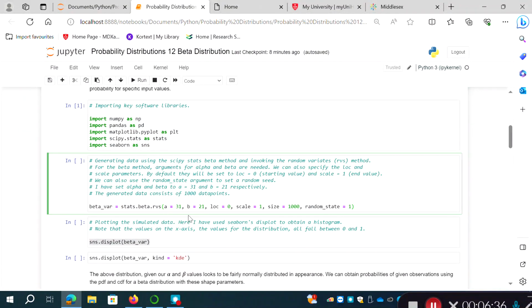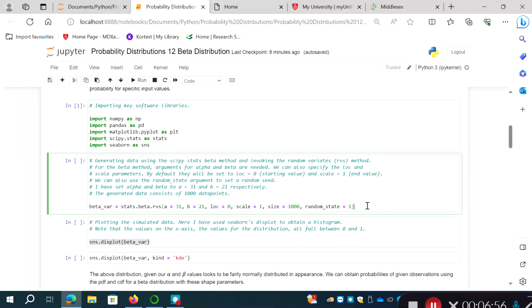So we've got to specify alpha and beta, a locus scale, the size of the sample we want, the size of the distribution we want, how many observations. And I'm also going to set a random state. So I'm going to set a random seed equal to 1, so this data can be replicated.